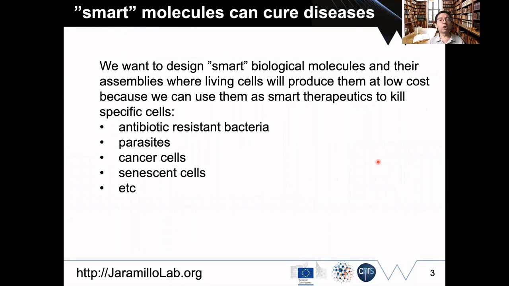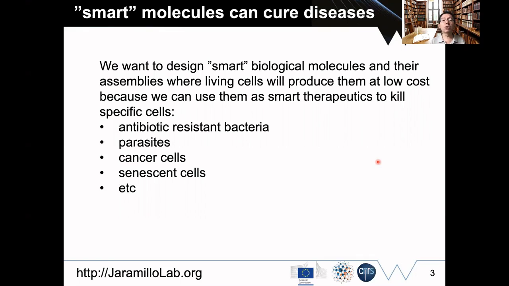So the goal of our lab is to design some smart biological molecules to be used in therapy to cure diseases. We want to create a new generation of these therapeutics that are able to differentiate between one target and the other, very specifically. If we can have this single cell specificity, then we'll be able to not only kill antibiotic-resistant bacteria, but also parasites like the Plasmodium that produces the malaria disease, which is killing most people in the world.